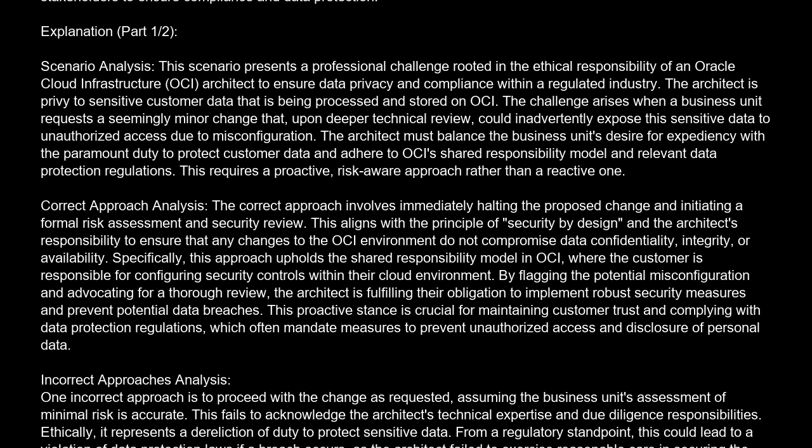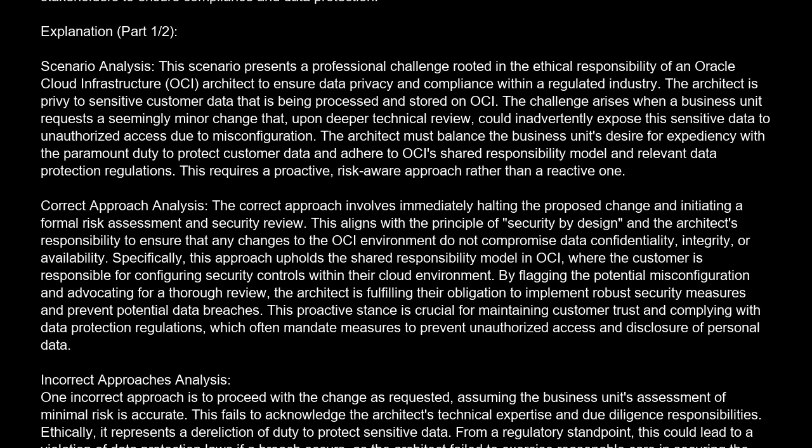review. This aligns with the principle of security by design and the architect's responsibility to ensure that any changes to the OCI environment do not compromise data confidentiality, integrity, or availability. Specifically, this approach upholds the shared responsibility model in OCI, where the customer is responsible for configuring security controls within their cloud environment. By flagging the potential misconfiguration and advocating for a thorough review, the architect is fulfilling their obligation to implement robust security measures and prevent potential data breaches.